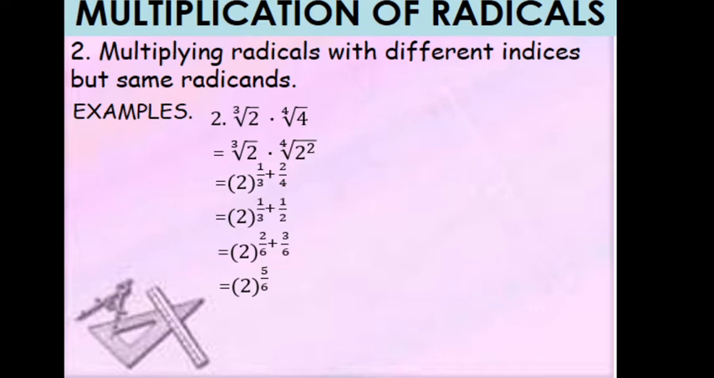And pwede na natin siyang i-convert into radicals. So again, ang magiging exponent ay yung numerator, and ang magiging index naman is yung denominator. So this will become 6th root of 2 raised to 5. Again, kailangan nating i-extract yung exponent. So ibig sabihin, imumultiply natin yung 2 ng 5 beses, and this will become 6th root of 32, and the final answer is 6th root of 32.